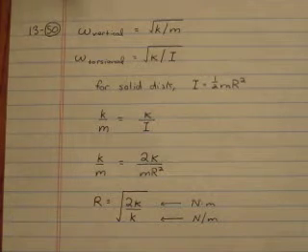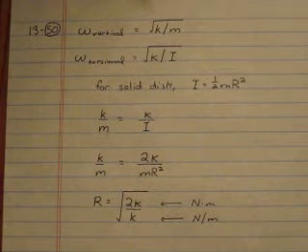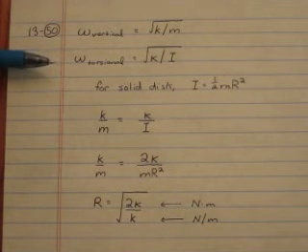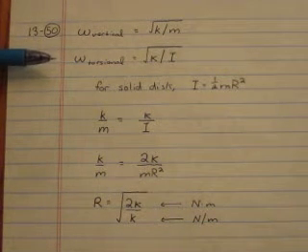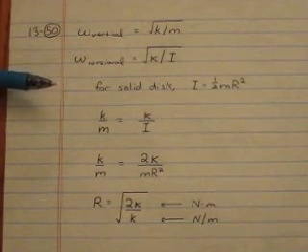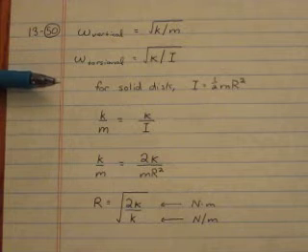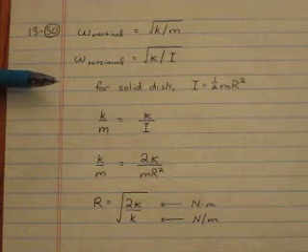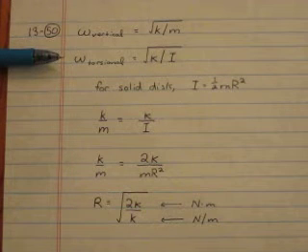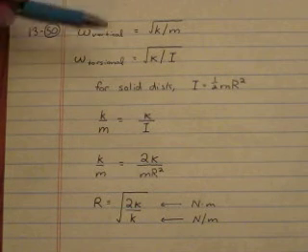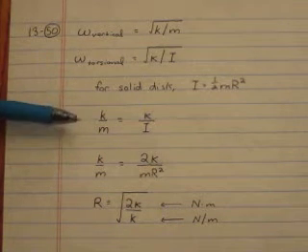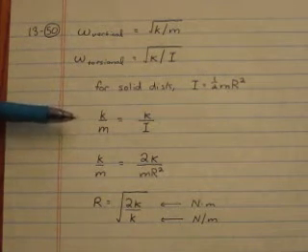Okay, omega vertical equals square root of k over m. The torsional omega is square root of kappa over I. For a solid disk, I equals 1/2 m r squared. You get that from chapter 10. So we're going to set these two equal to each other. So we get square root of k over m equals square root of kappa over I. I've just squared both sides, so k over m equals kappa over I.